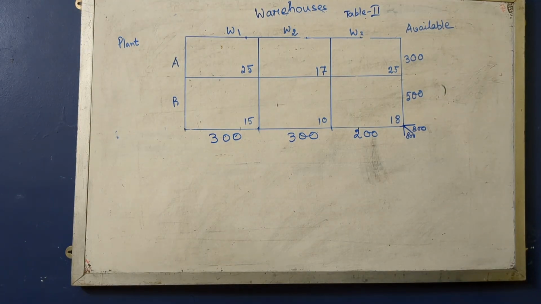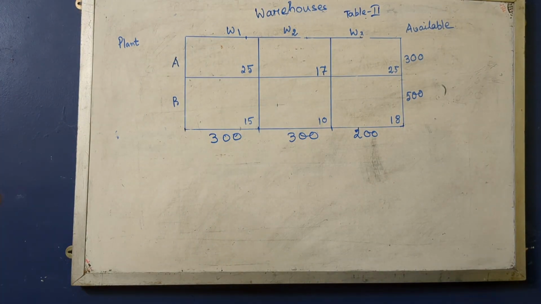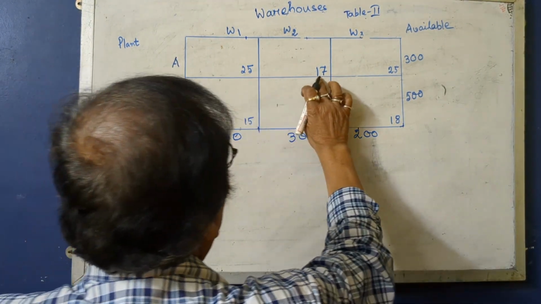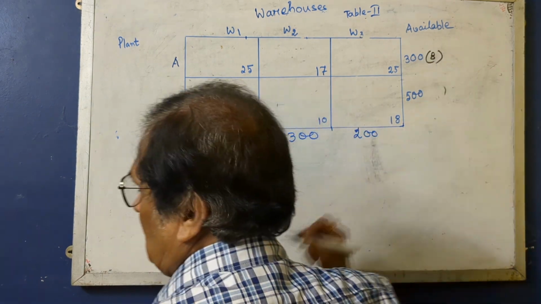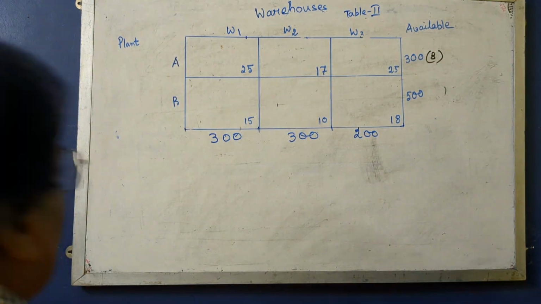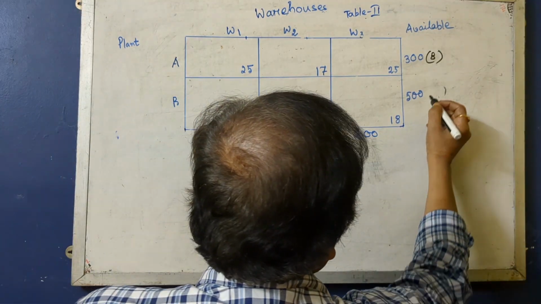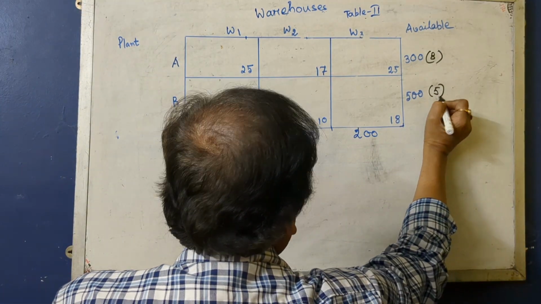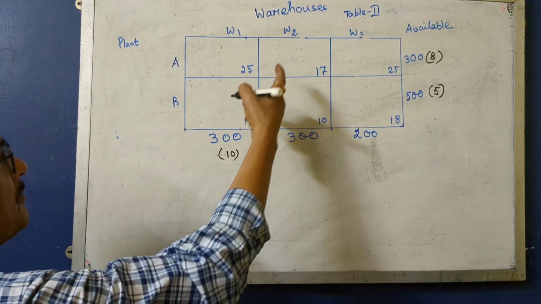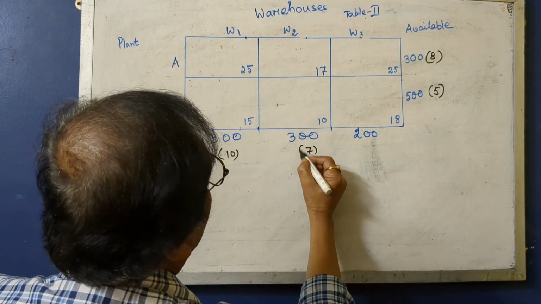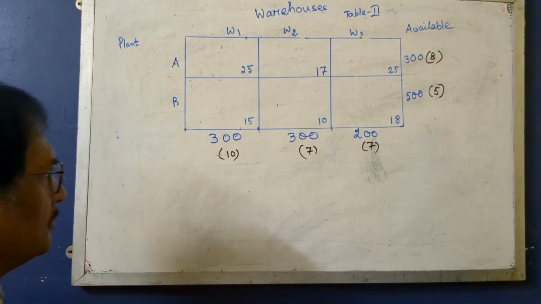Now again I am using the same technique, as we did in the previous table. The lowest element is 70, the immediate lowest is 25, and that is the difference. The lowest is 10 and the immediate lowest is 15, so the difference is 5. Column wise, the difference is 10, lowest and immediate lowest. The second one is 7 and the last one is 18.